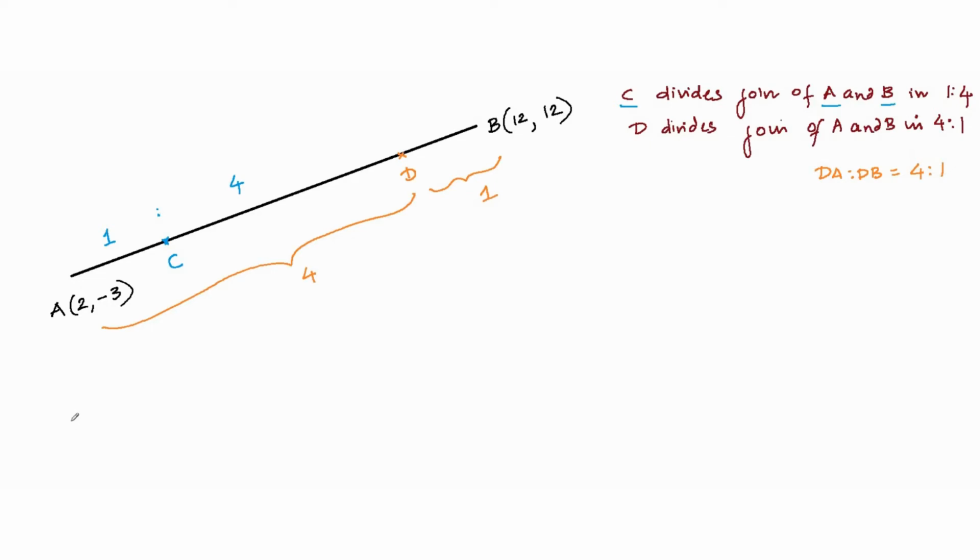I will pause for a couple of seconds. Please understand this correlation of how to write the right ratios, and then we will find the coordinates of C and D using the section formula.